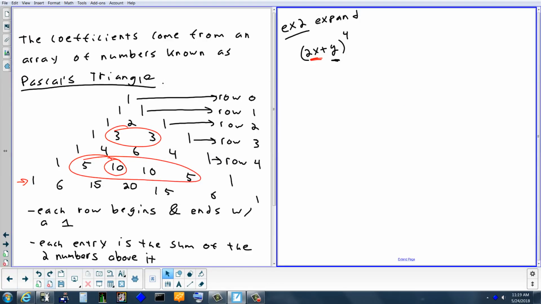All right, so let me start you off with the first term. So we've got 1 times 2x to the fourth power. Okay, plus. Nick, could you give me my next coefficient? Yep, so row 4, we've got 4. And what's the power on 2x going to be? 3. And now y to the first. Okay. Devin, can you give me my next term? 6, 2x to the second, y to the second. Y to the second.